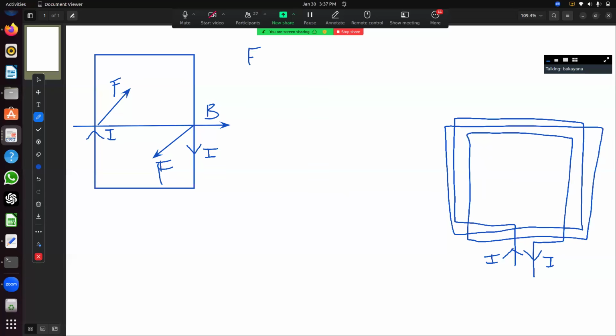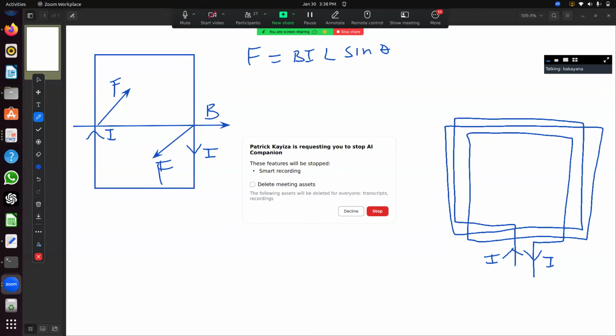So that force experienced by a coil is given as BIL. Now, note here that the angle between the current and the magnetic field is 90 degrees. Is 90 what?